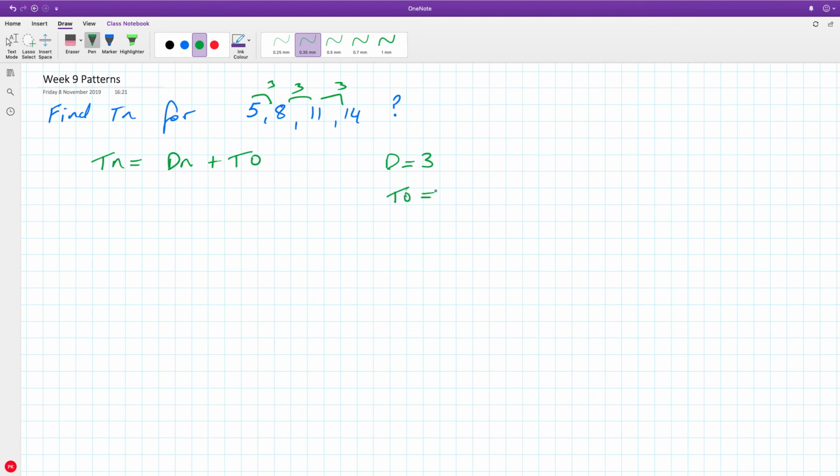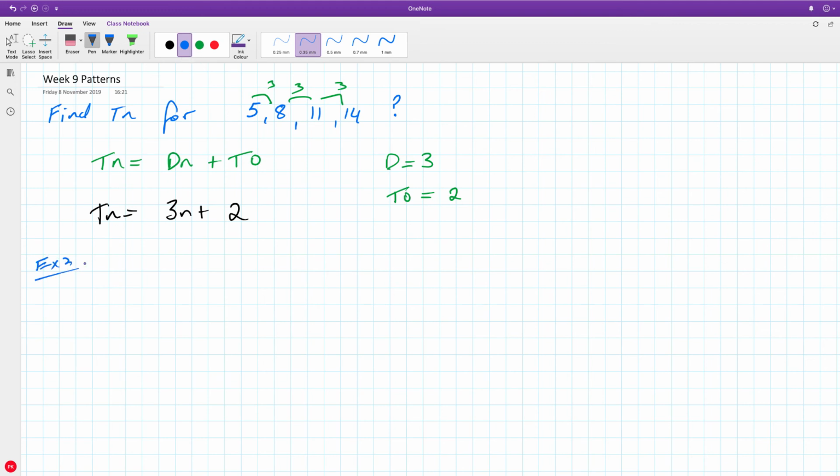And T0, Emer. T0 is 2. How'd you get 2? Exactly, took 3 away from 5. Perfect. Tn is going to be equal to 3n plus 2. And that's full marks there. Good stuff. Right. Have a go at this one.